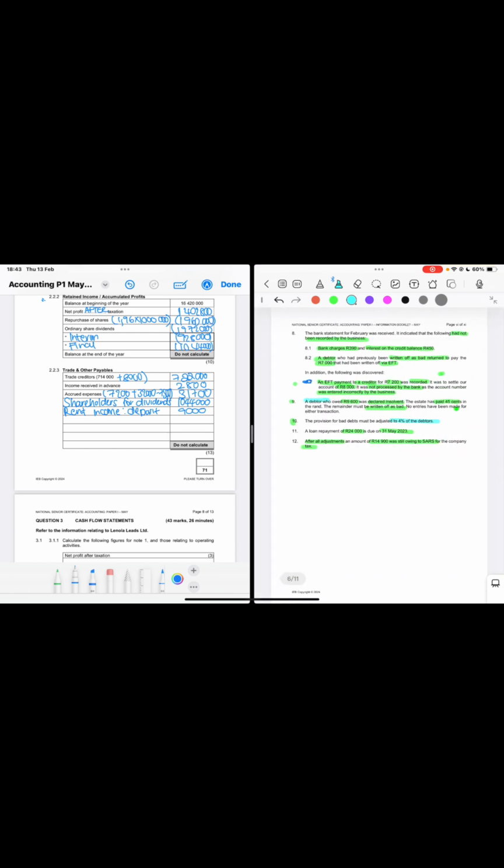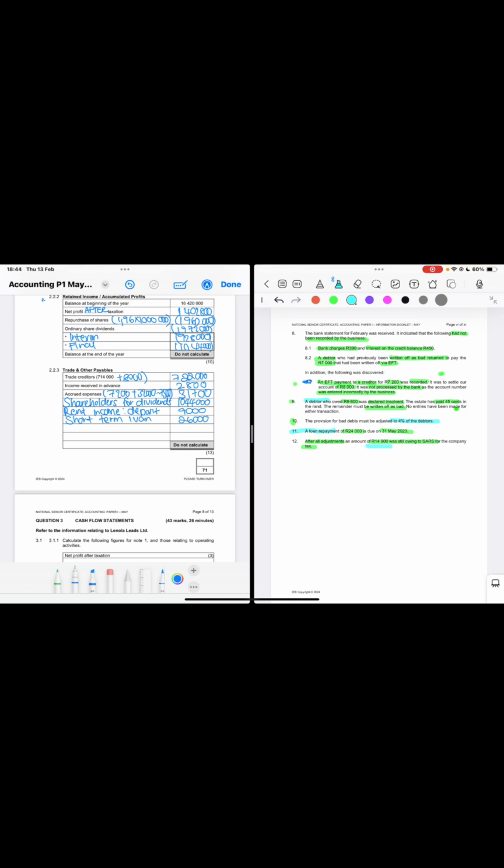Then let's see the adjustments this side. Okay, number 11, we're told a loan repayment of 24,000 is due on the 31st of May 2023. Our next year starts on the 1st of March 2023. That means that portion of the loan is no longer a long-term liability. It's now a short-term liability because it's payable within the next 12 months. So that's why I would have that as part of our trade and other payables. So current portion of loan or short-term loan. That amount is 24,000.